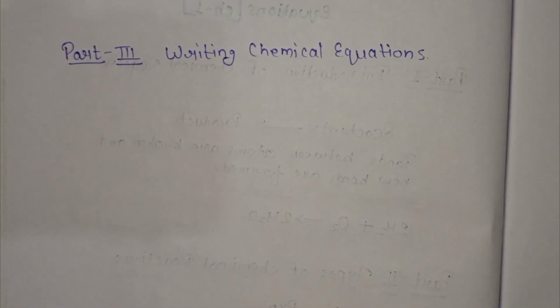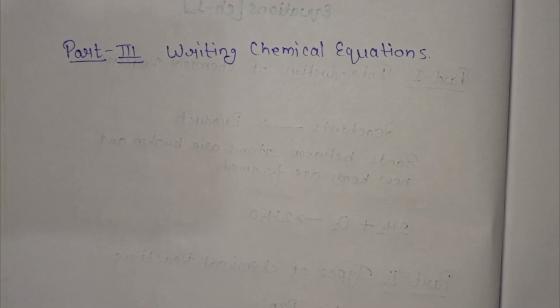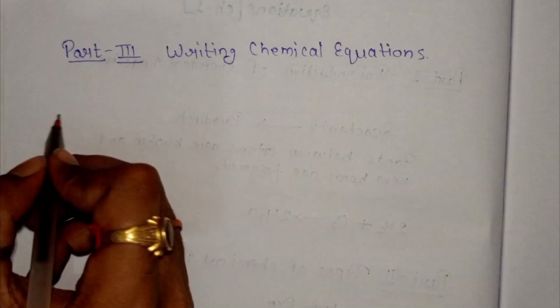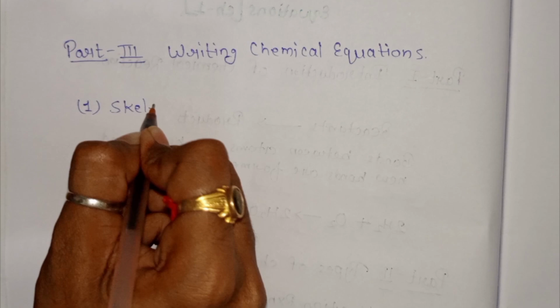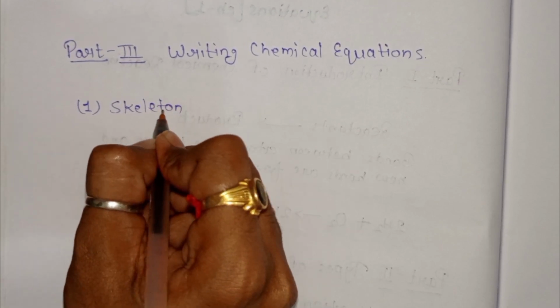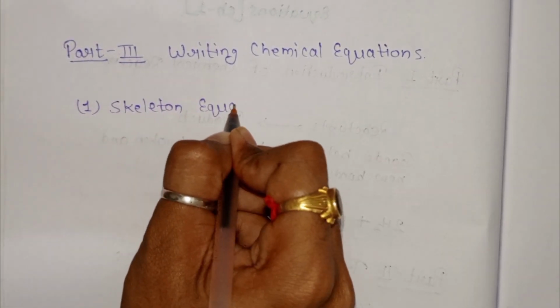Now let's take a step forward and talk about writing chemical equations. We know chemical reactions occur, but how do we express them in a form we can understand? That's where chemical equations come in. The first type of equation is the skeleton equation.